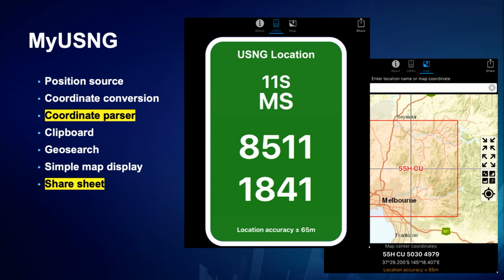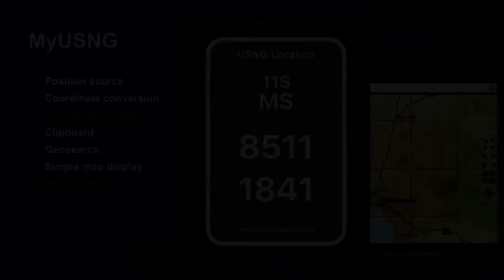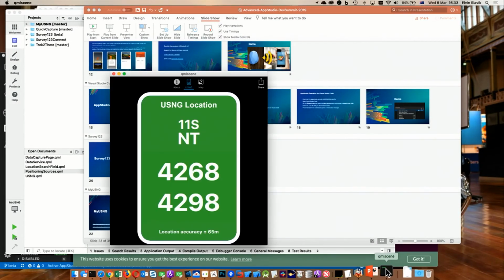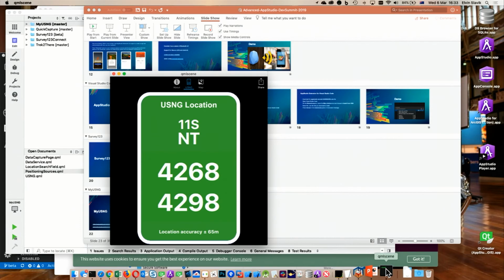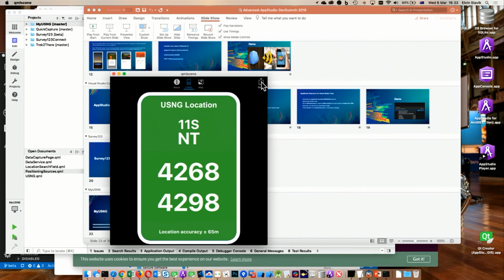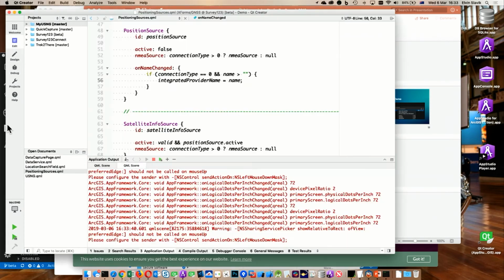Because remember I hit the share button on my iOS device and I got that pop-up thing? When I hit the share button on the Mac, I get the Mac sharing experience. So that's this. I must be on my second screen. Hang on. Is that better? Can we see it? Yep. Okay, so I hit the share button in My USNG and I got the Mac sharing experience. Okay, that's just so that we can see it working.